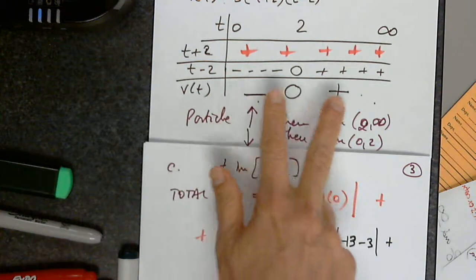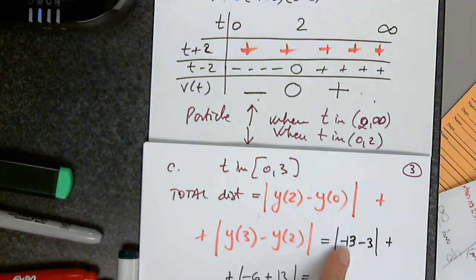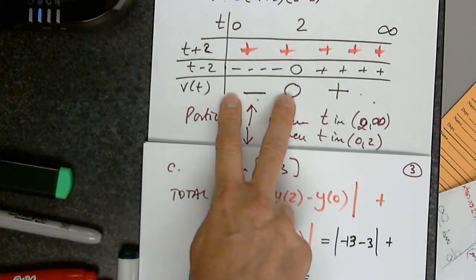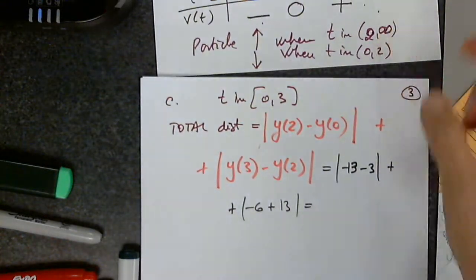I have to separate them because they go into different directions. So the distance between time 0 and 2 and the distance between time 3 and 2. So y2 minus y0, y3 minus y2. So y2 was negative 13 and y0 was 3. So y3, which is negative 3, minus negative 13, which is positive 13. Of course, only this one really needs the absolute value because it's going in the negative direction. The other one will not, but that's okay. It's better to put it on both and not forget.